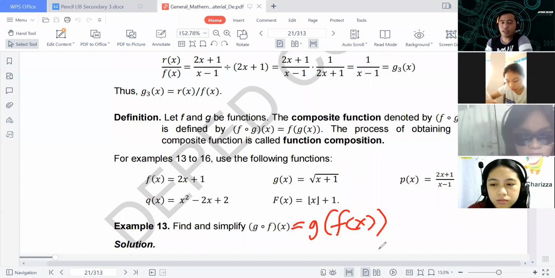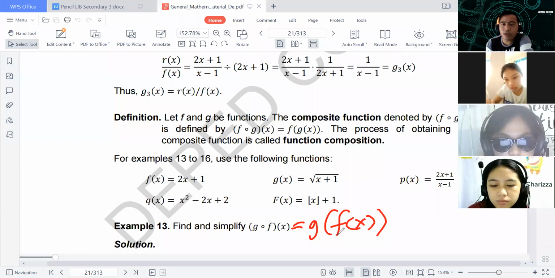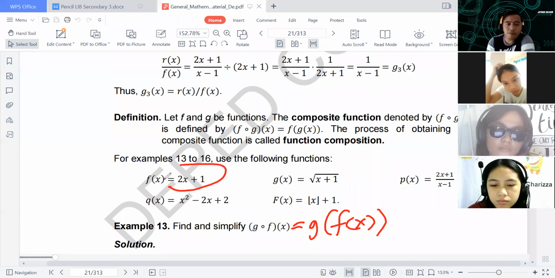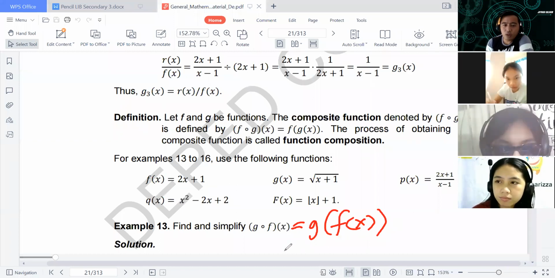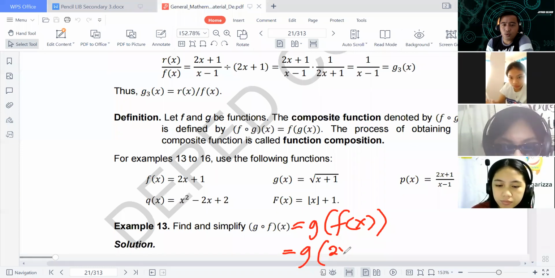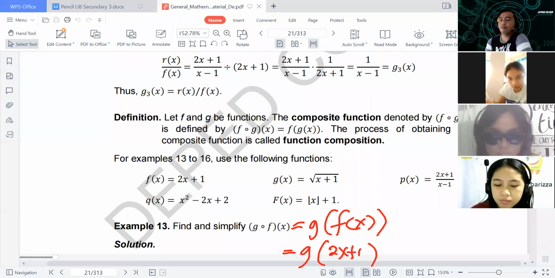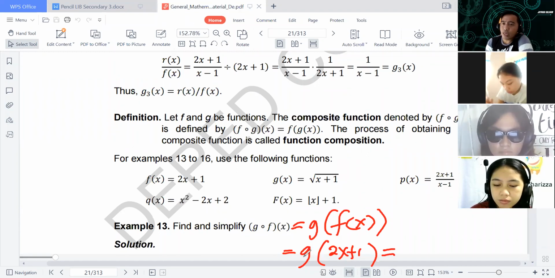So the very first thing that you're going to do here is substitute whatever is the definition of your f of x. Since here your f of x is 2x plus 1, you replace this by 2x plus 1. It will be now g of 2x plus 1. Just replace what is inside, and this is 2x plus 1. The next thing is you evaluate this using the function g. Okay, did everyone get it? Using the function g.